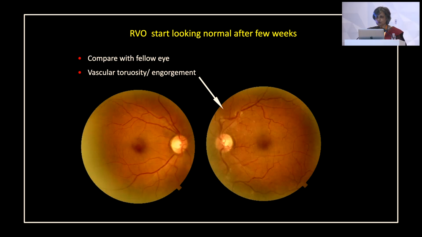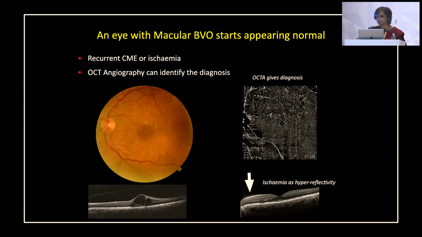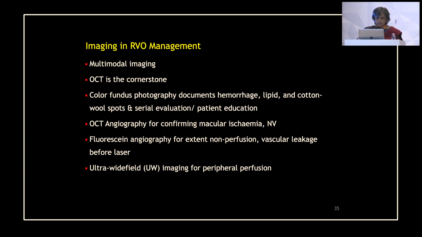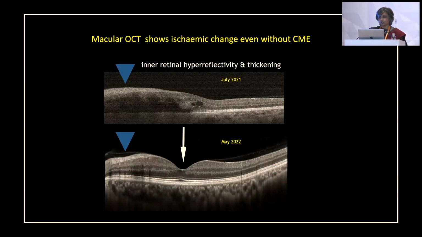RVOs may start looking normal over time, but if you compare the two eyes, you can see the tortuosity. If you see the OCTA, in a branch vein occlusion you can see the affected area. Imaging is multimodal, OCT being the cornerstone, but also fundus photography, OCT angio and fluorescein angio. You can see that OCT shows not only edema, but it also shows ischemia.